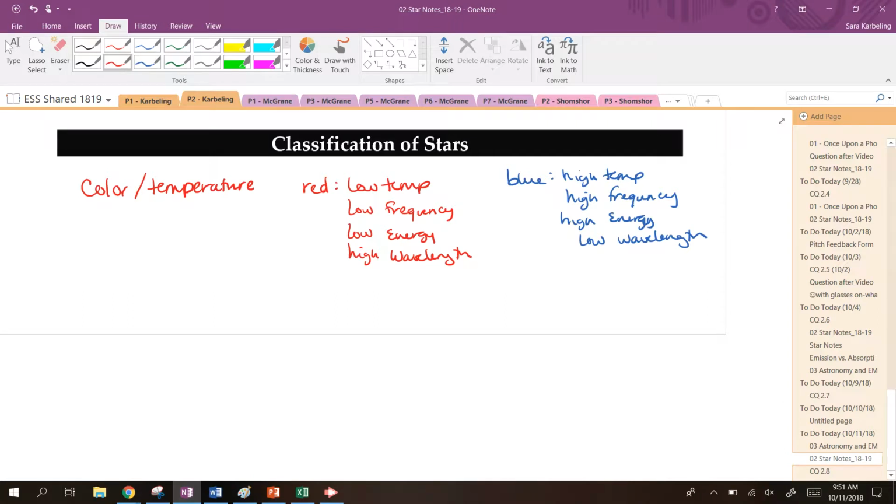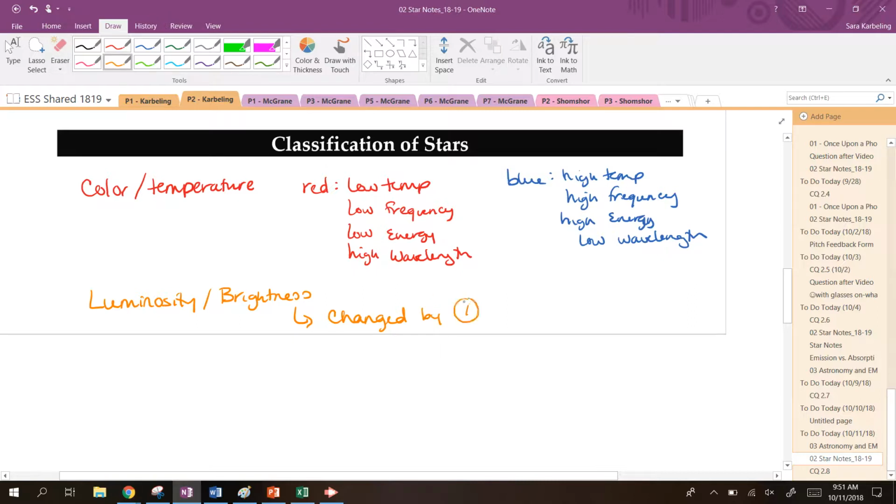Another way that we classify stars is by luminosity. Or you can describe that as brightness. They're not exactly the same, but they are similar enough that we're going to kind of describe them together. Okay? Brightness is affected or changed by two different things. Changed by one of them I think we talked about yesterday.